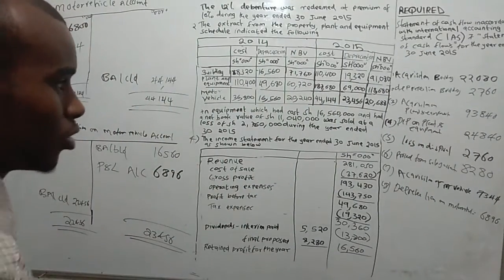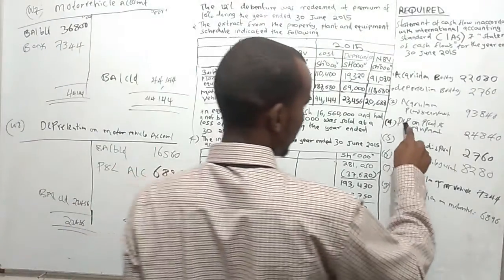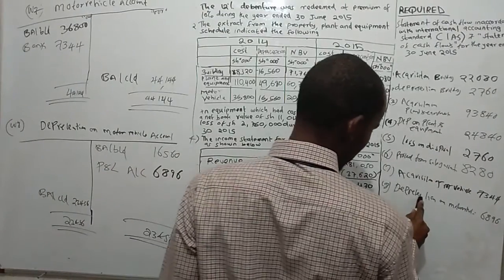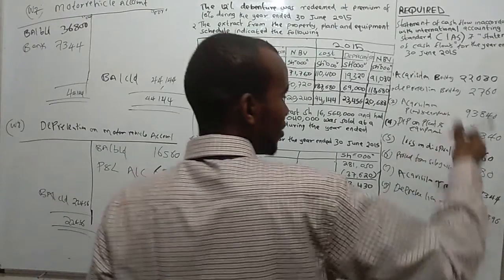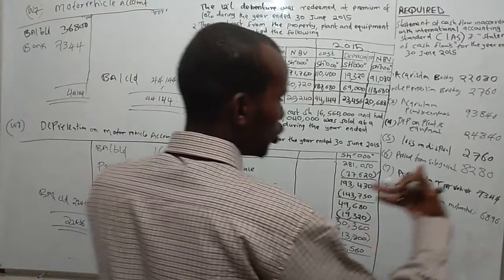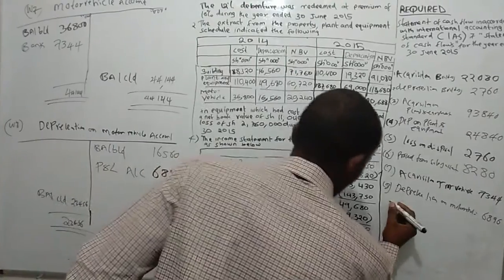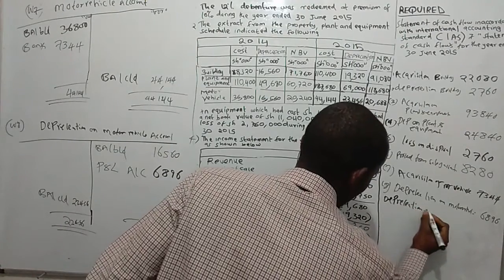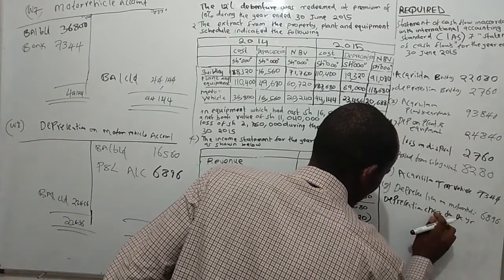Now, remember we calculated the depreciation on building 2,760, the depreciation on the equipment and plant 24,840, and also we have the depreciation on the motor vehicle 6,896. Now we add the three depreciations so that we get the charge for the year, such that we are going to use that in the cash flow statement. So let's get the depreciation charged for the year.